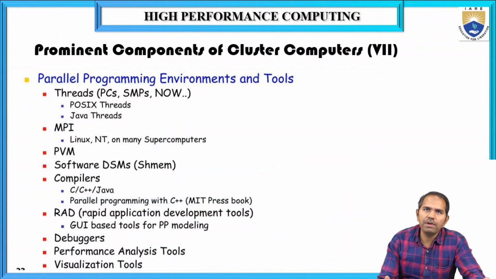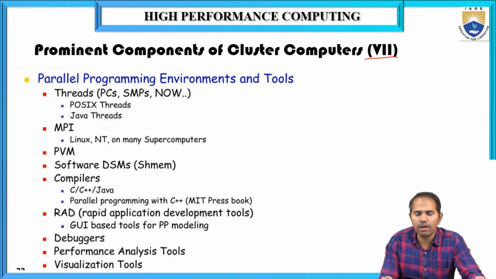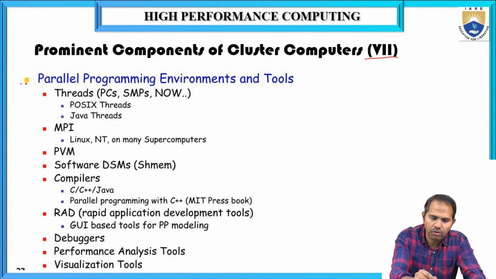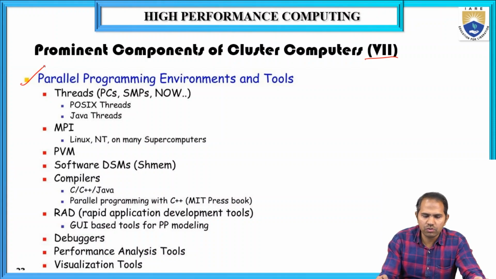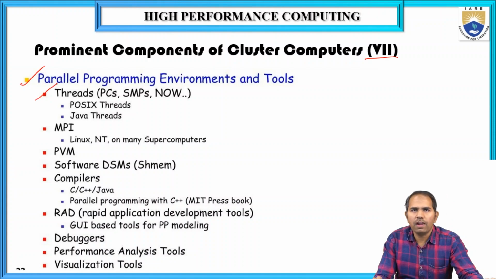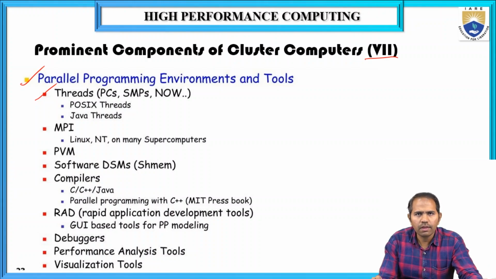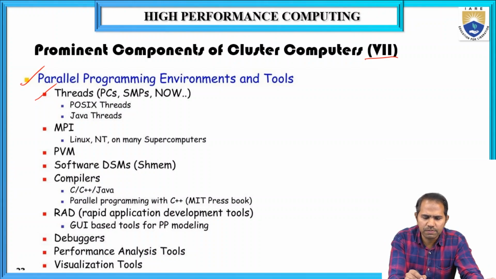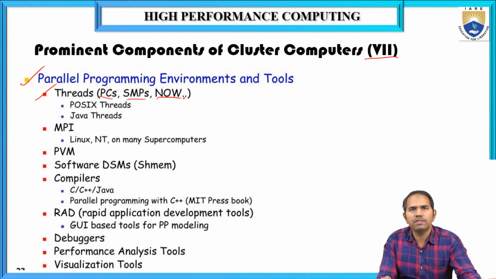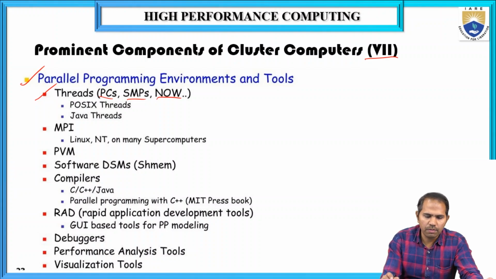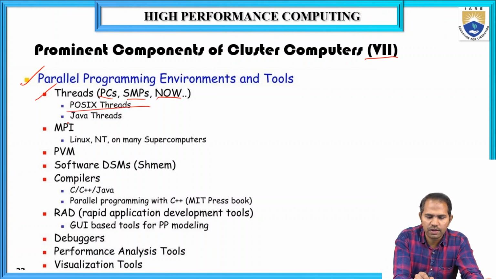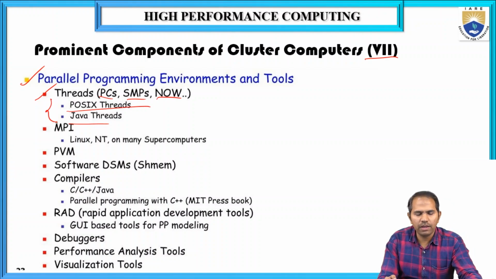And next, the prominent components. What are the prominent components of a cluster computer? The other one is the parallel programming environment and tools. In a parallel programming environment and tools, we use threads. A thread is a small lightweight process that is executed in a system. Threads run on PCs, personal computers, symmetric multiprocessors, etc. The threads are POSIX threads and Java threads. These two kinds of threads are used in a parallel programming environment.